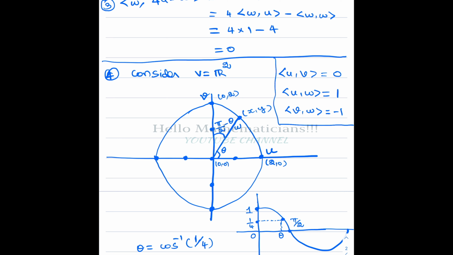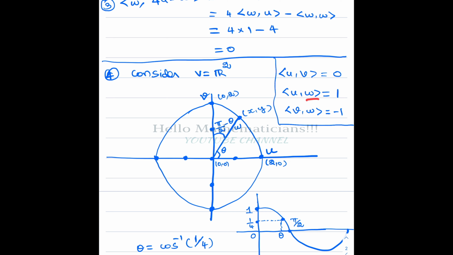Each of them lies on this circle. So for u I take (2,0), and for v I take (0,2). Then they are perpendicular to each other, therefore their inner product will be 0. We can directly calculate the inner product also. How do you calculate the inner product of (0,2) and (2,0)? 0 into 2 plus 2 into 0. So basically that is 0.